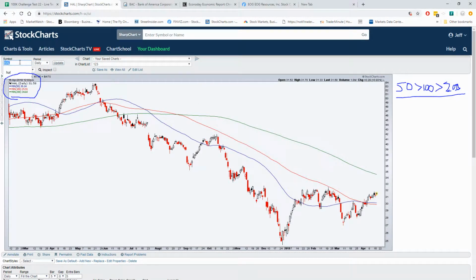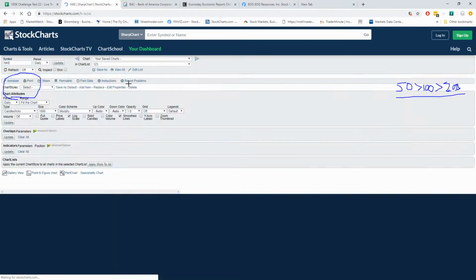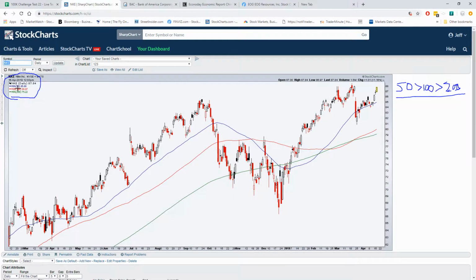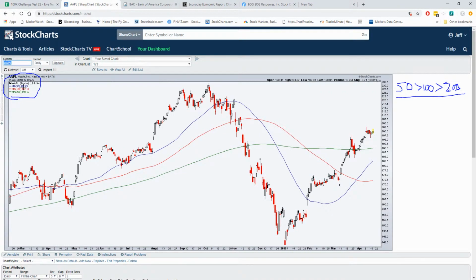What about Nike? Does it get through this sort? Yeah, the 50 is greater than the 100, which is greater than the 200. Nike gets through the sort. Nike is tied up. So Nike or Halliburton, we're going with Nike. What about Apple? Here's Apple. The 50 is greater than the 100, but the 200 is greater than both of them. So Apple's not tied up. So we're going with Nike.